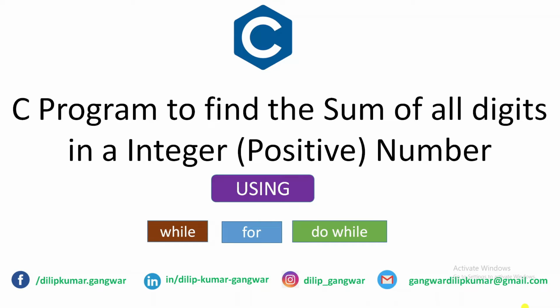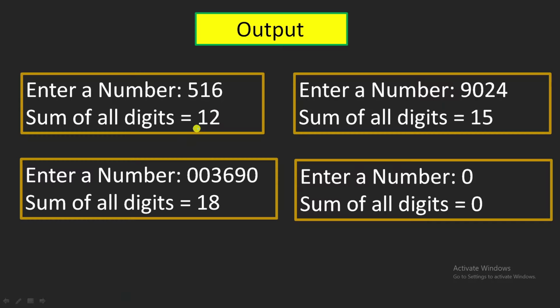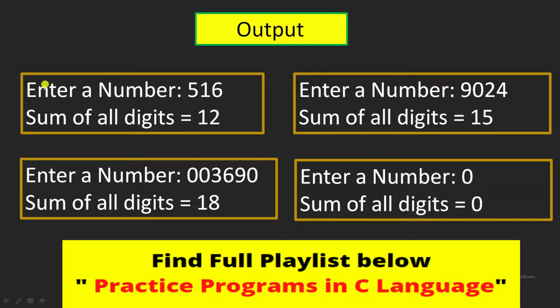We'll do this question using all the loops: while, for, and do while. So let's understand what we actually want. When you run the program, you will have this type of output screen. These are 4 sample outputs which you can have by running the program. Your program should ask the user to enter a number.